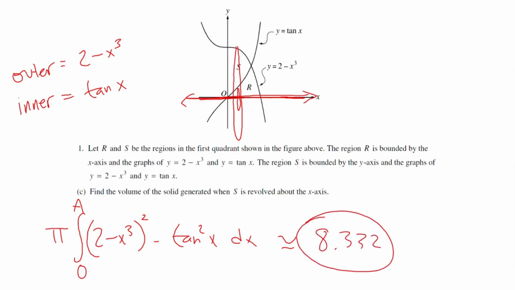And that's our final answer. We got 3 points there, 1 for the limits and the constant, 1 for the integrand, and 1 for the final answer. And that's the end of this area and volume FRQs, question number 1 from the 2001 AP Calculus AB exam.